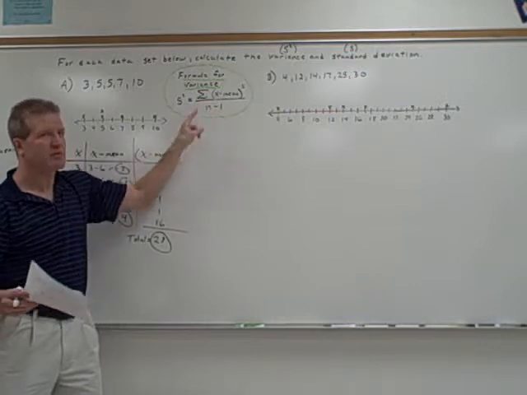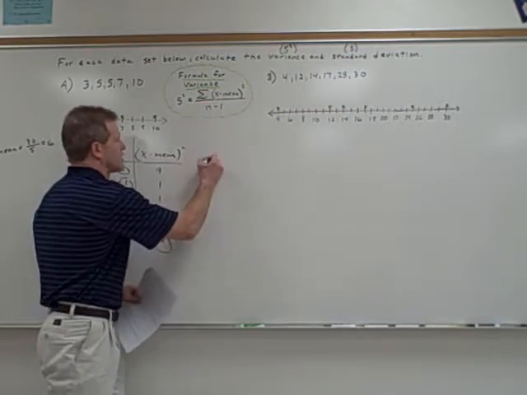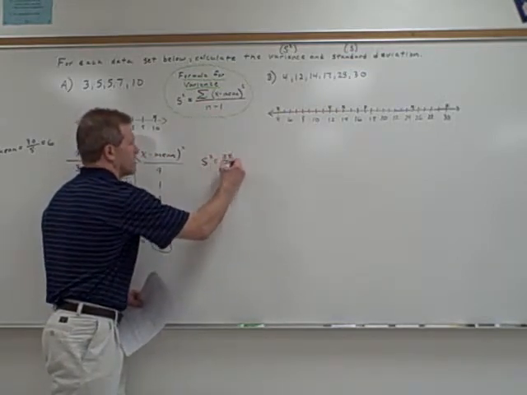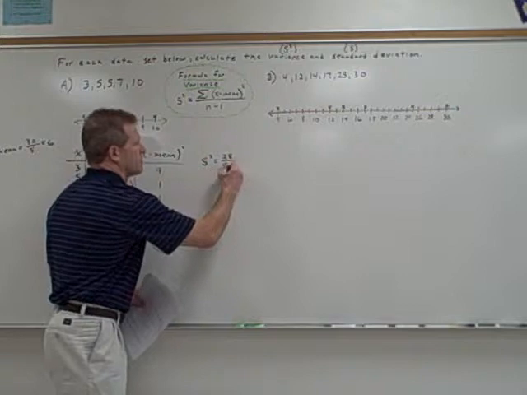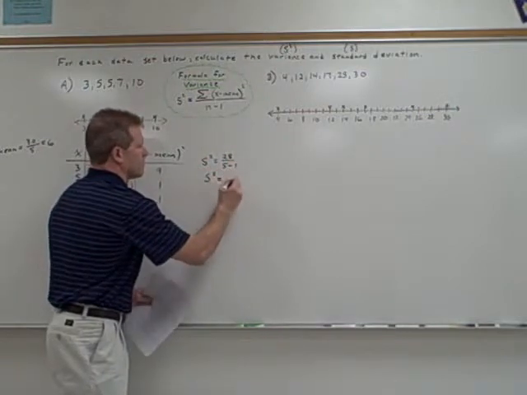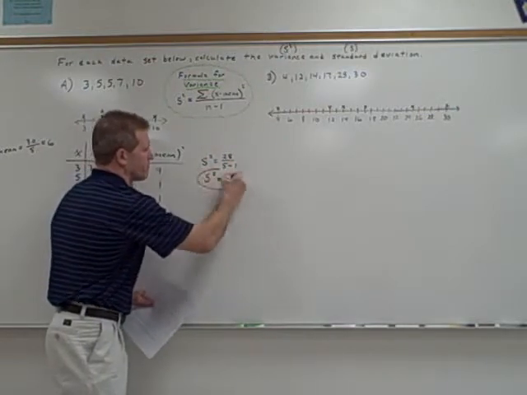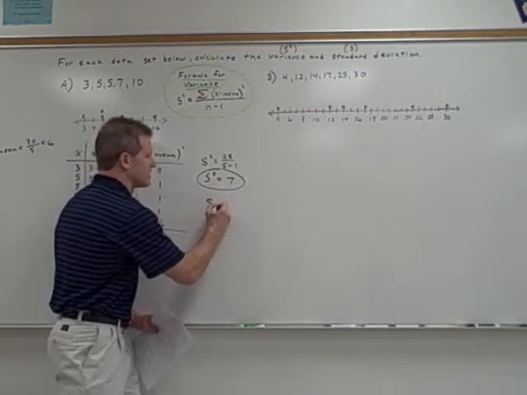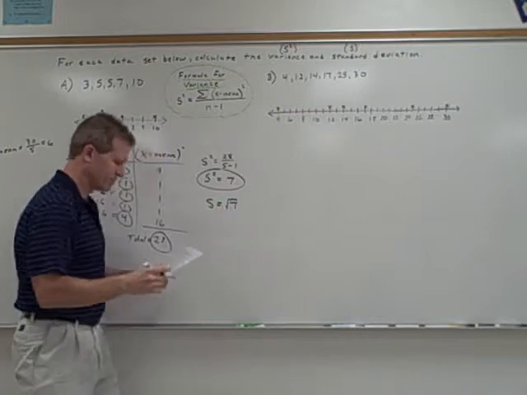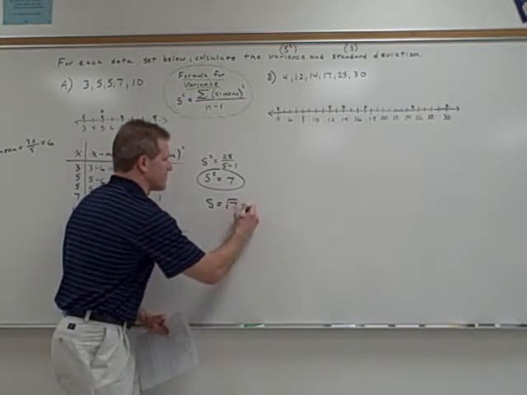So now I have to divide by n minus 1. My variance is going to be 28 divided by n minus 1. N is the number of numbers: 1, 2, 3, 4, 5. So you're going to do 5 minus 1. 28 divided by 4 is 7. That's my variance. Standard deviation, which is S, is simply the square root of that, approximately 2.65.